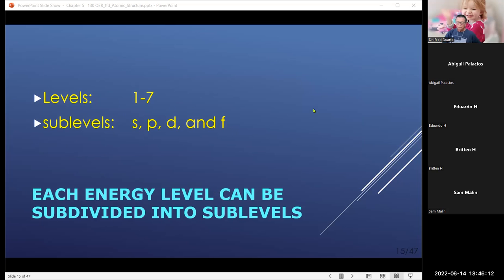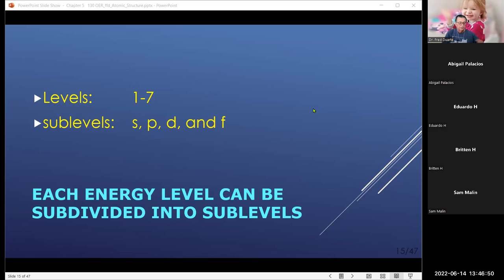So what we know so far, at least our model, and I emphasize this is our model, which can change tomorrow, is that there are 7 energy levels, denoted on the periodic table 1 through 7. Within these 7 energy levels, there are sublevels that we're going to call orbits, and this is where the electrons exist.